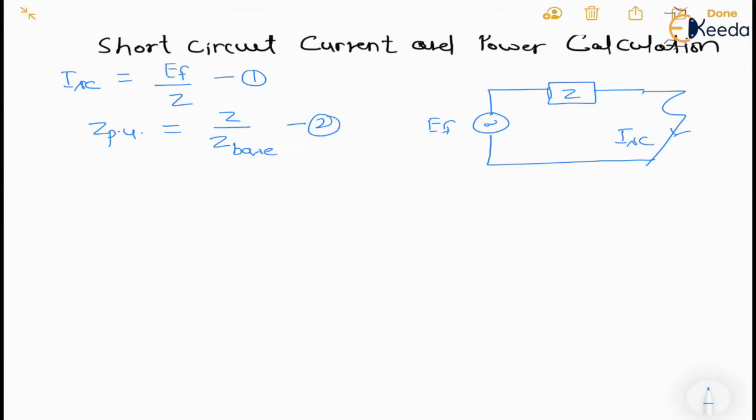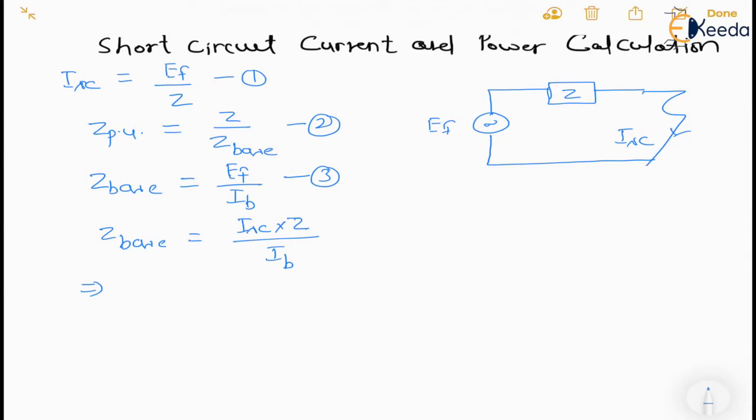This is equation number 2. And we also can see that if we are calculating Z base, then it can be written as Ef, meaning voltage base, upon current base Ib. So we have three formulas. So now we are going to derive the relation. From 1, putting the value of Ef equal to Isc into Z in equation number 3, Z base is equal to Isc into Z upon Ib.